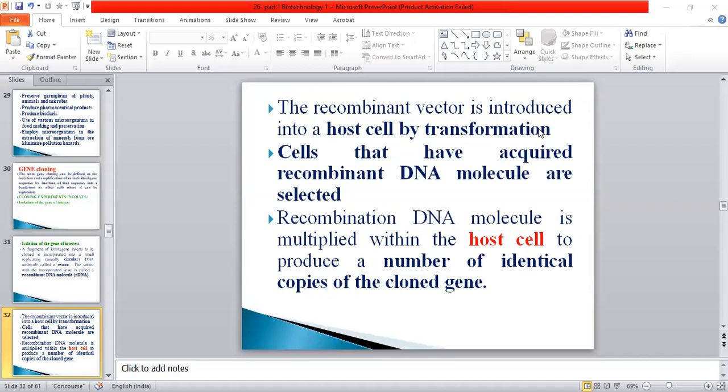So the recombinant vector is introduced into the host cell by transformation, and cells that have acquired recombinant DNA molecules are selected. The recombinant DNA molecule is multiplied within the host cell to produce a number of identical copies of the cloned gene. That's what we saw in the last slide, isn't it?